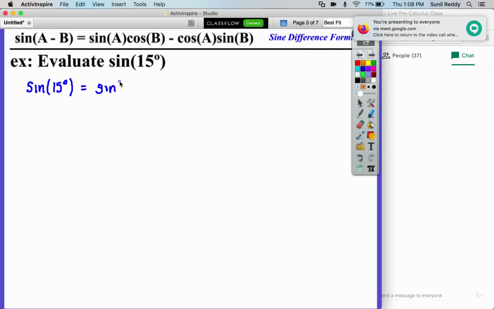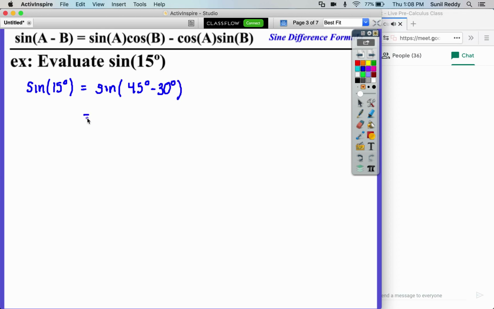So sine of 15 degrees equals the sine of 45 degrees minus 30 degrees, as we said before. And now that I have my sine difference formula, I can go ahead and solve this. The sine difference formula, which I put above, says that I take the sine of the first angle, which in this case is 45 degrees, times the cosine of the second angle, which in this case is 30 degrees, minus the cosine of the first angle times the sine of the second angle.